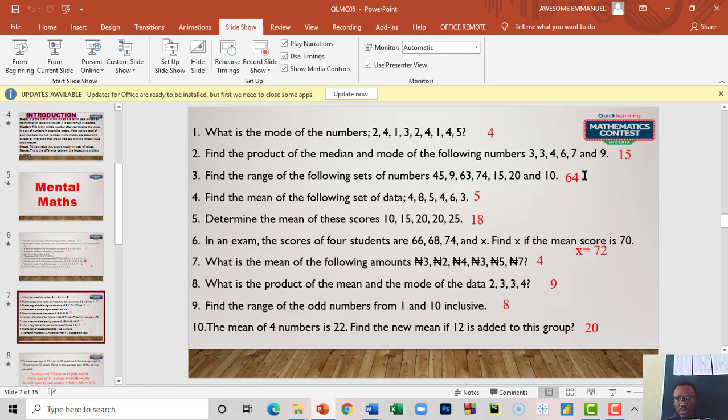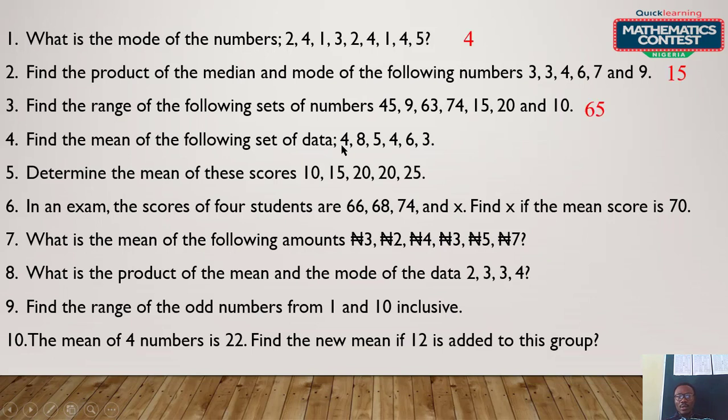But if I want to correct it, let me just correct it here. Okay, 74 minus 9, that gives us 65. Then number 4, find the mean of this data, 4, 8, 5, 4, 6, 3.